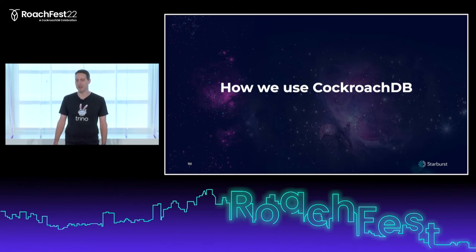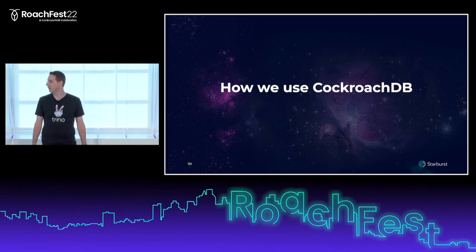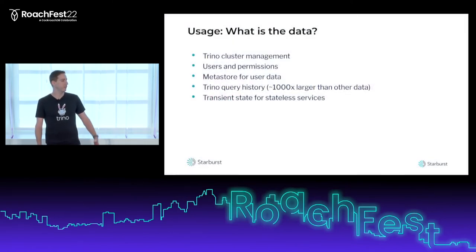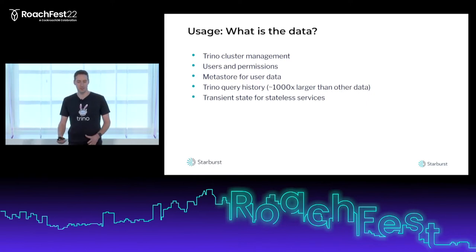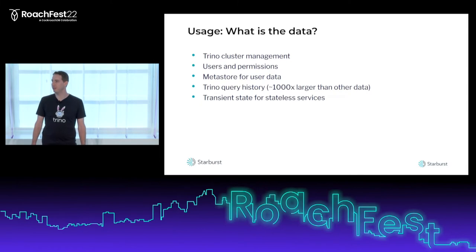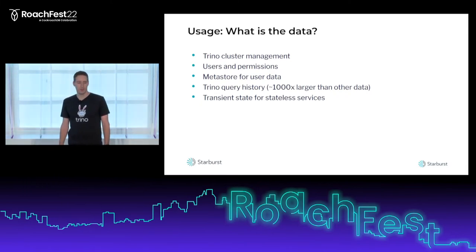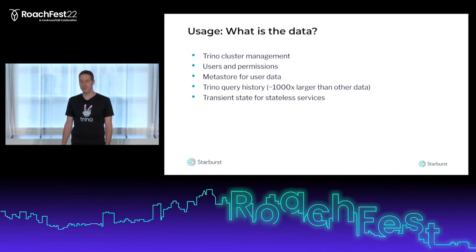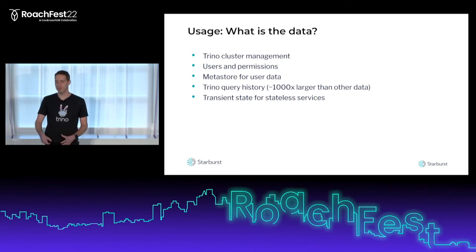All right, so how does Galaxy use CockroachDB? What kinds of data are we storing in it? So we have all of the cluster management data about the user's Trino clusters. That's all stored: how are they deployed, what versions are they running, do they need to be updated. And all the user and permission data, so the whole RBAC system, is built on Cockroach.